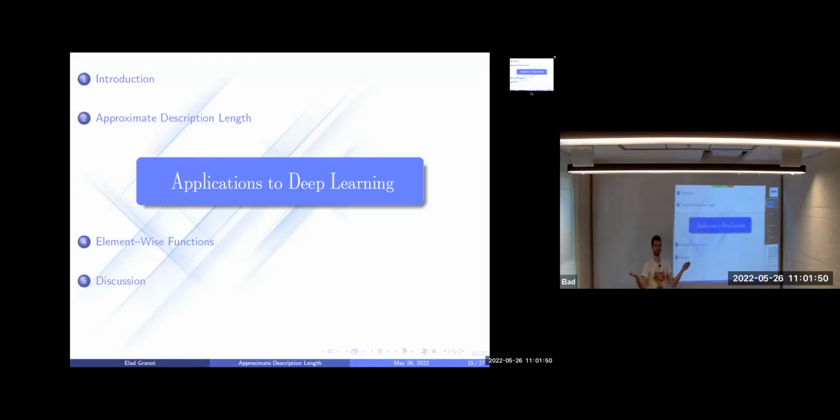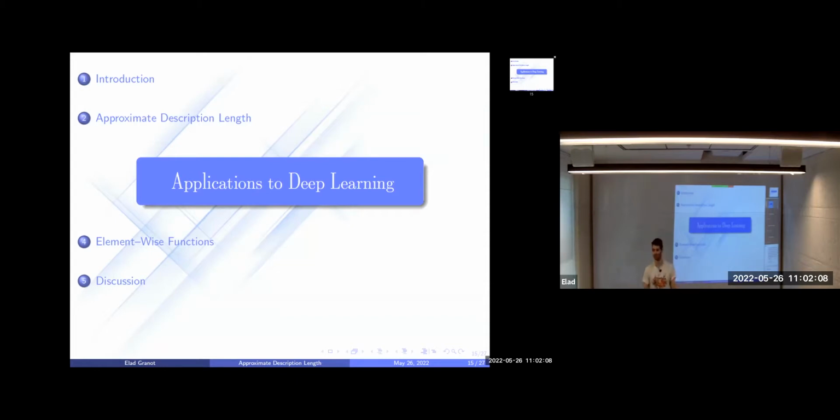What we can do with ADL, so application in deep learning, and I noticed today that this is also an ADL. You have a question? No, sorry, I think I understand. Okay.